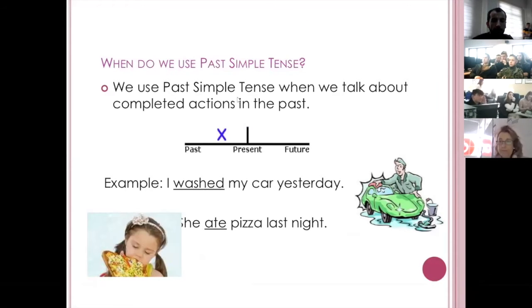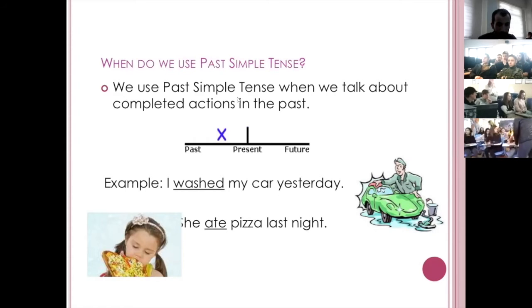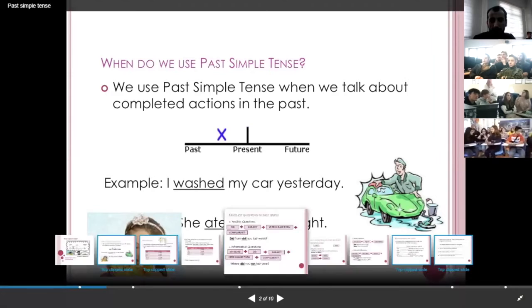Would you like to give me an example in past simple tense, my dear students? Anybody wants to give an example? I went shopping. Yes. Okay. Sinem, okay. Please. I washed my car. Yes. You have a car? No. Yeah, but you wash your car. Yes. Very good. Okay. Next.